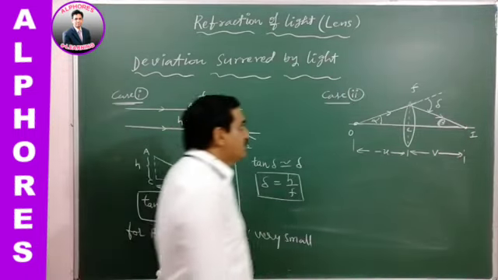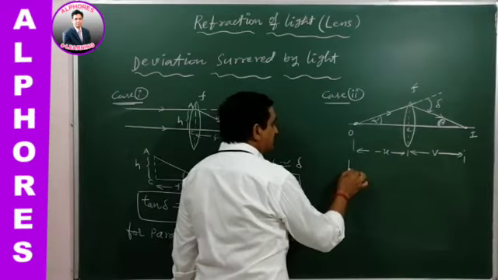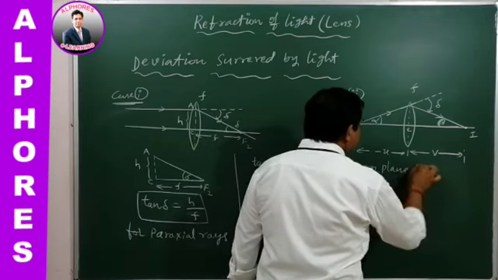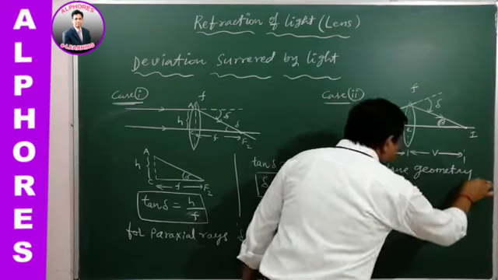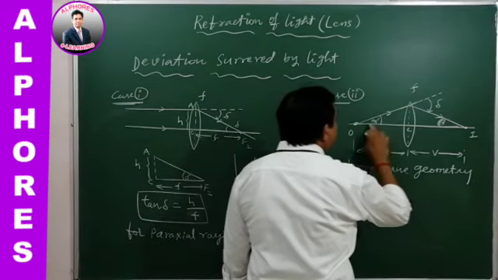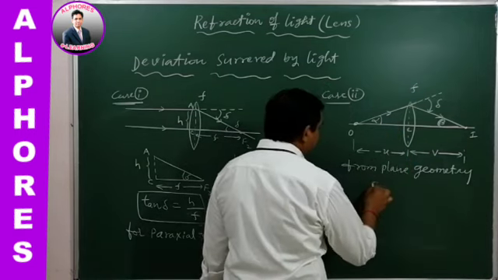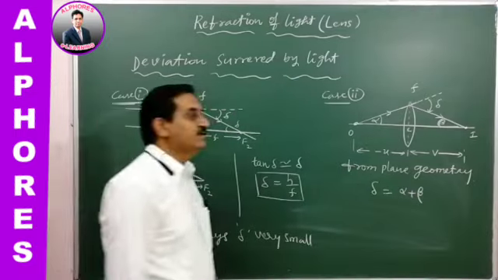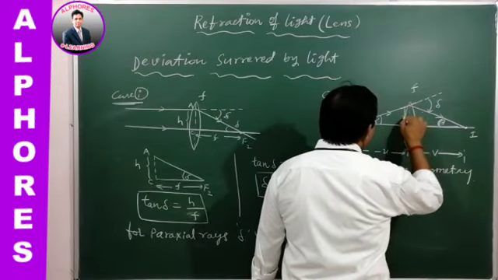Yes, we know that from plane geometry, the sum of interior angles in a triangle will be equal to the exterior angle, delta equal to alpha plus beta. Of course, the light is striking at a height, say h here.